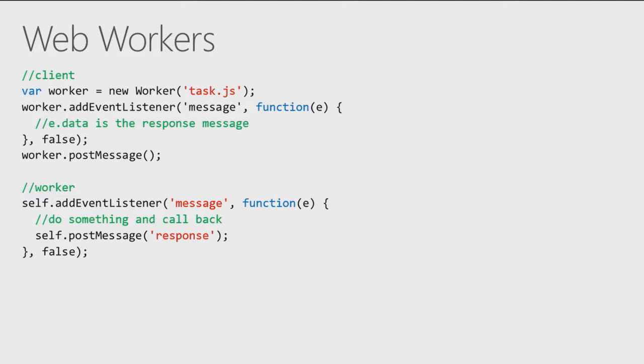The last line of code you see up there, worker post message, sends the input message over to the worker. So you're going to start the processing by posting a message to it, sending some kind of data that it might need to get started.